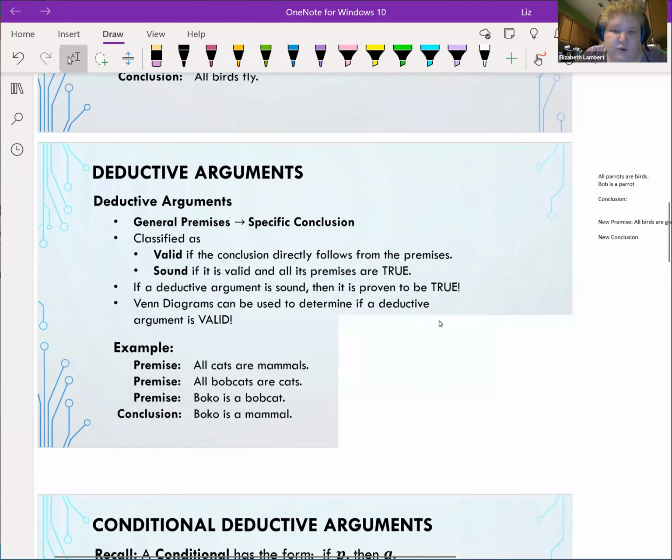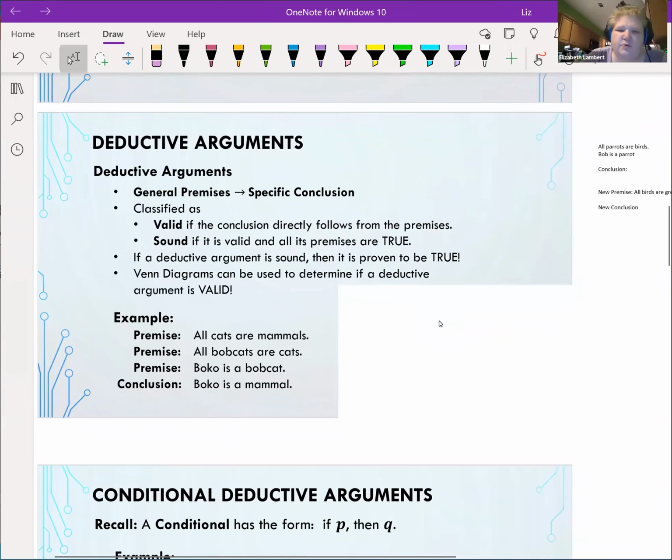Deductive arguments, though, we start from a general premise and then draw a specific conclusion. Now, there's 2 considerations here. You have to determine, is the argument valid? And if it is valid, is it then sound? So one of the requirements on sound is that it must be valid.